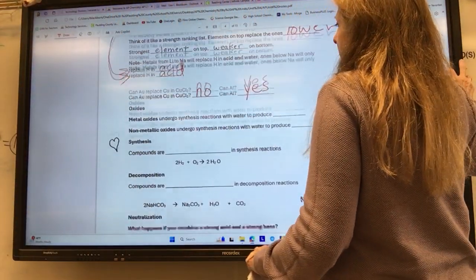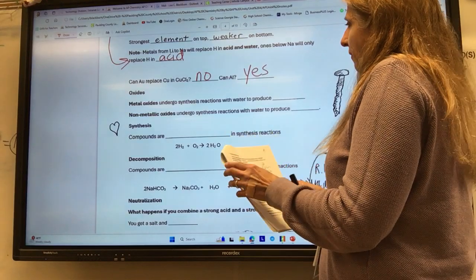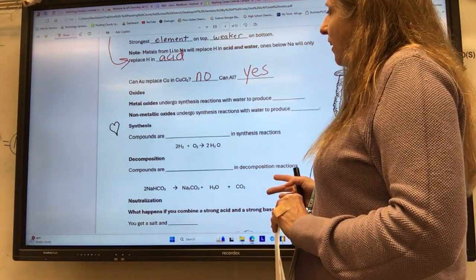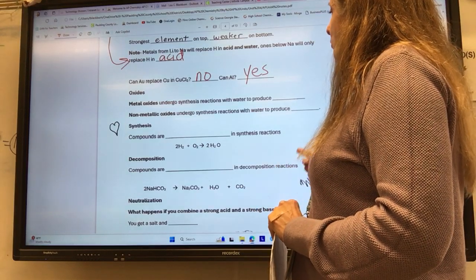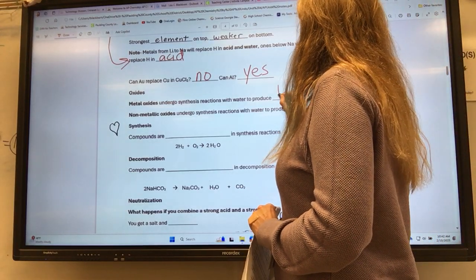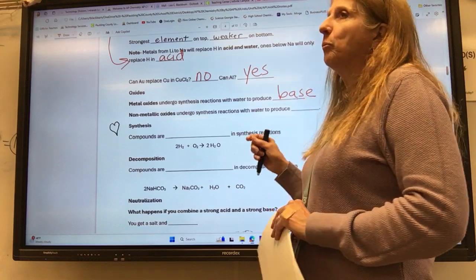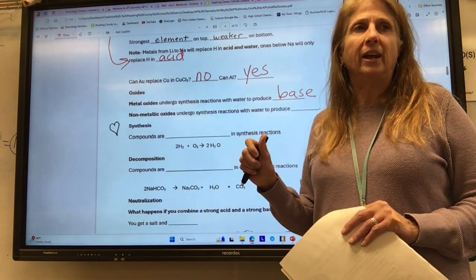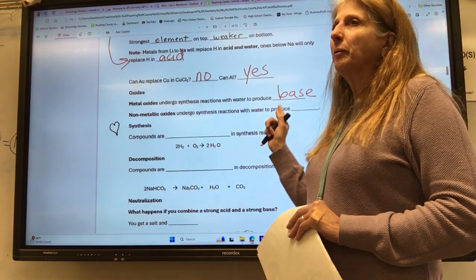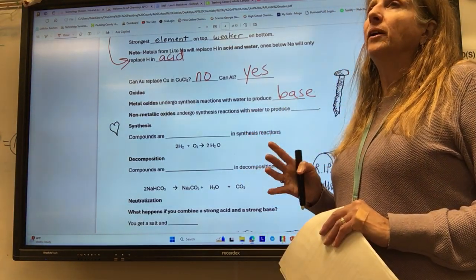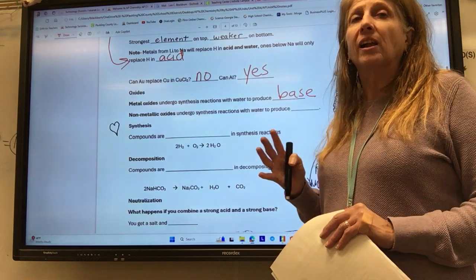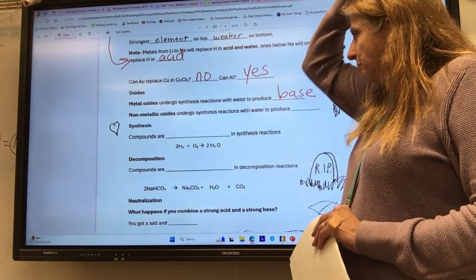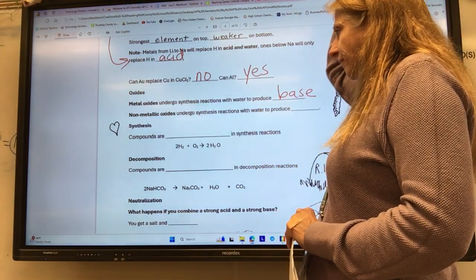Okay, next idea is oxides. This is something you just need to remember, but I think it's easy: metal oxides will undergo synthesis reactions with water to produce bases. And we saw this in lab. We put calcium in water and then added phenolphthalein, remember that? And it was blue. But you can remember this just from the name. Group 1, Group 2, alkali metals, alkaline earth metals. Alkaline is an old-fashioned word that means base. So these metal oxides will make bases.